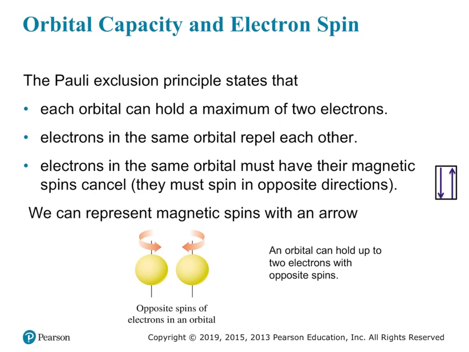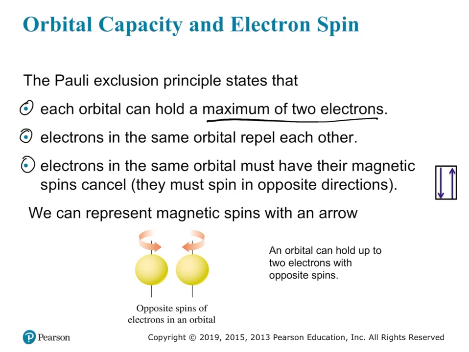We just talked about all of the different orbitals that exist. And there is something called the Pauli exclusion principle that tells us that each orbital can hold a maximum of 2 electrons. Now, electrons, we know, are negatively charged, so they naturally want to repel each other. So electrons in the same orbital repel each other. So in order to exist in the same orbital, electrons have to have what's called opposite spin.